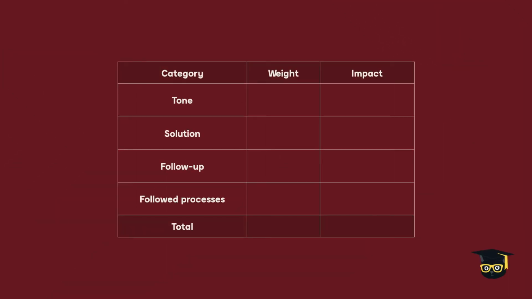Each category you've added to your scorecard now needs to be assigned a weight. This determines how much impact each category has on the overall IQS for the conversation. You can give equal weight to all of your categories, or if some are more important than others, you can customize the weights to reflect this.